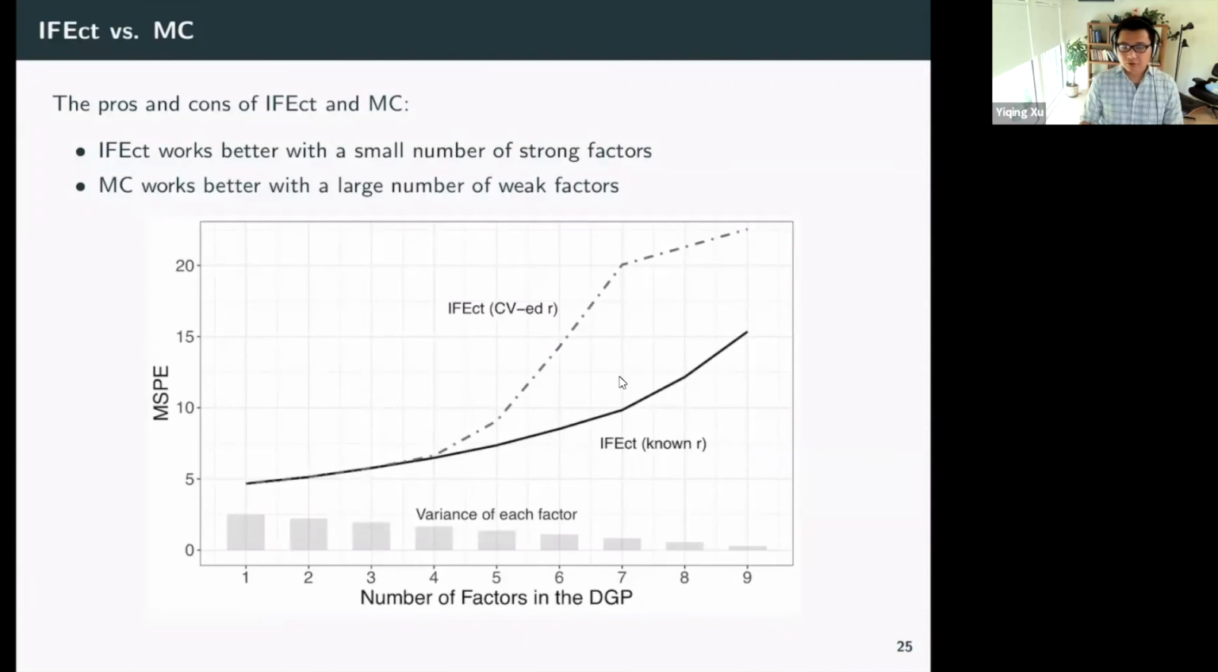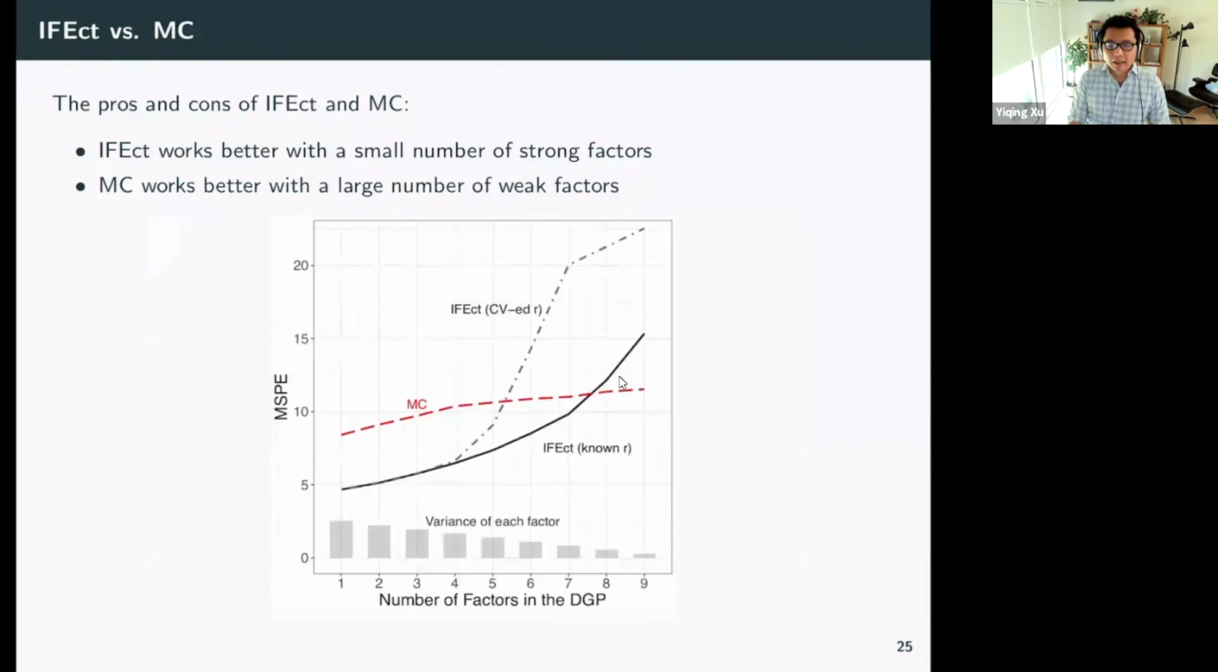And if you use a cross-validated number of factors, R being the number of factors, the error increases much faster, because as you have more and more factors, sometimes with a limited amount of data, the algorithm simply cannot select enough factors because it cannot distinguish signal from noise, right? And if you use a matrix completion method, the error is pretty much flat.